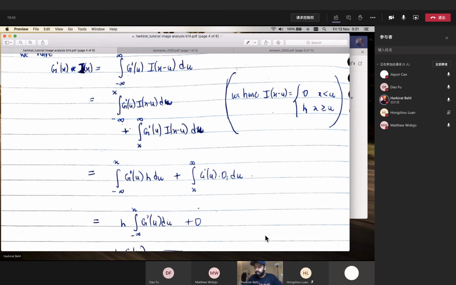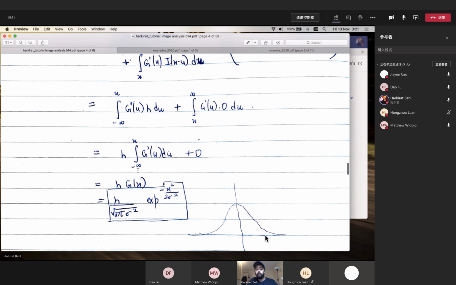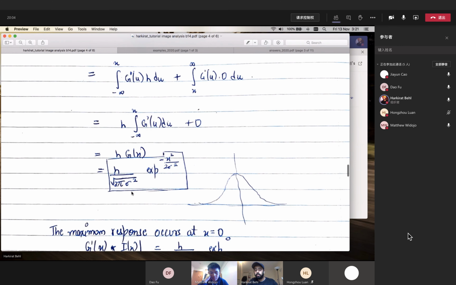So I substituted the value 0 here, so this will become 0. This entire term becomes 0. Because h is not a function of u, you can take it outside the integral. So this gives you h times the integral, and when you write down this integral, this will become g of x basically, just the Gaussian itself. So the final term becomes h times the Gaussian. And so this is the term, and there were some other parts in the question.